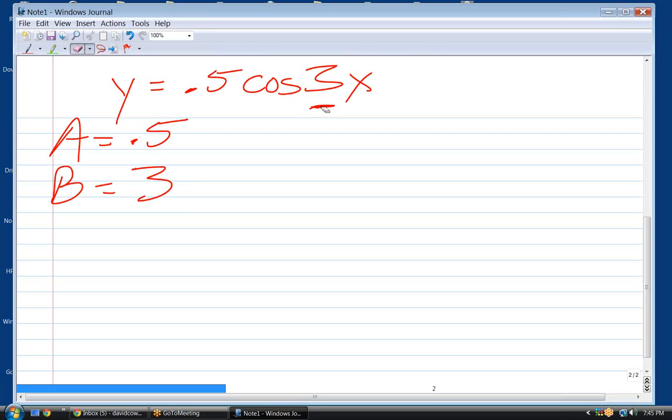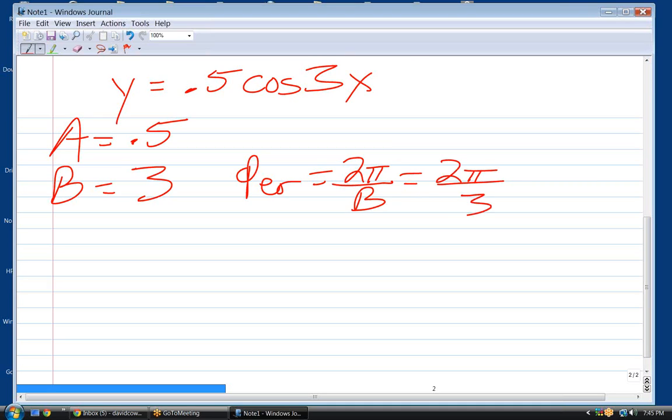What is the period? B always gives the period: the period is 2 pi over B. So, 2 pi over 3. Uh-huh. C again is 0, D again is 0. So we basically have two things going on here. I'm going to draw the cosine curve, and then I'm going to draw this curve.